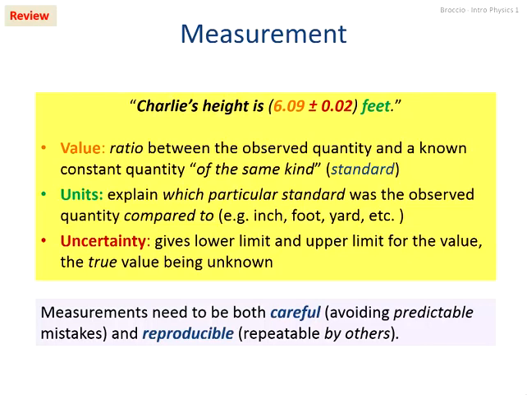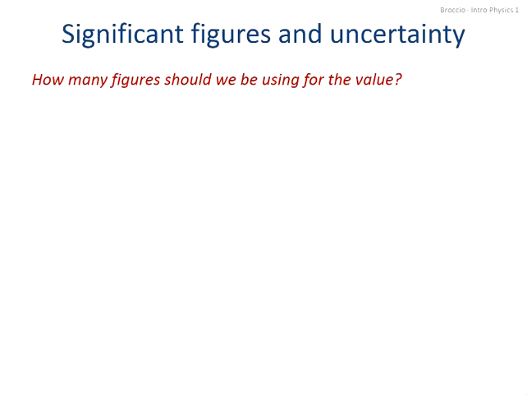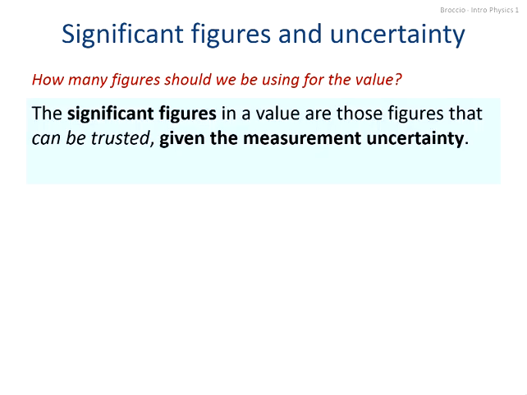As we've seen before, a measurement is composed of three parts: value, units, and uncertainty. In particular, the uncertainty gives us a lower limit and an upper limit for the value. Now we could ask ourselves, how many figures should we be using for the value? How many are enough? There is uncertainty, so the significant figures are those figures that reflect the measurement uncertainty.